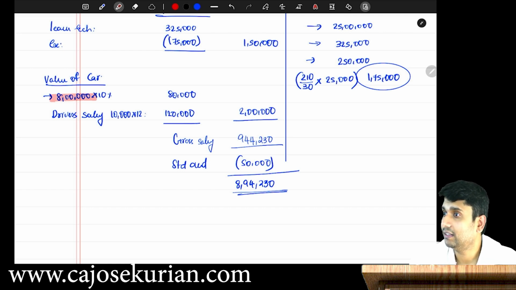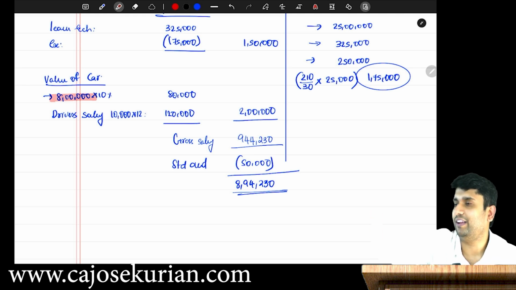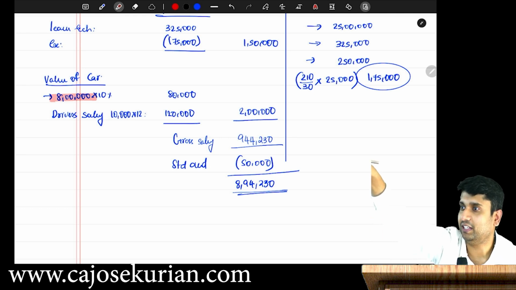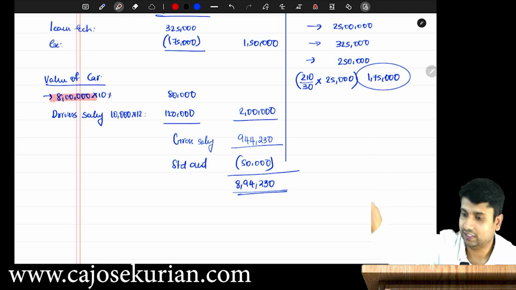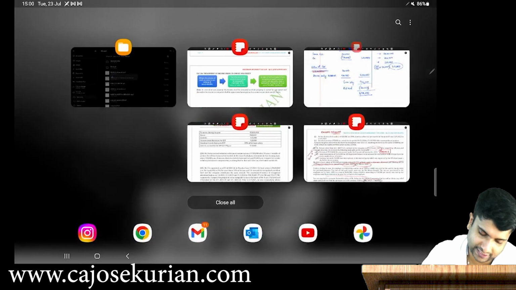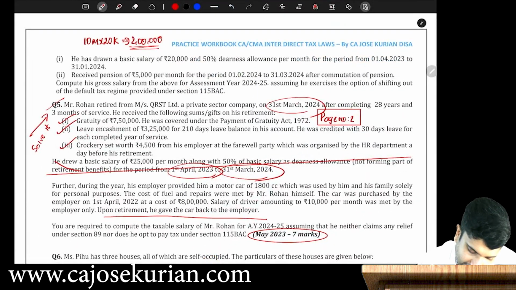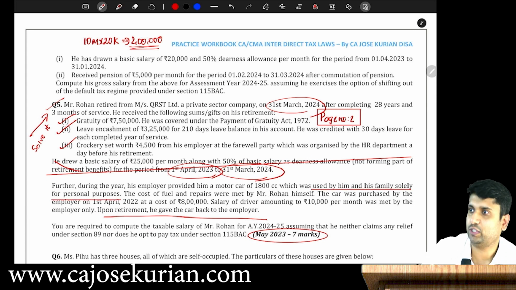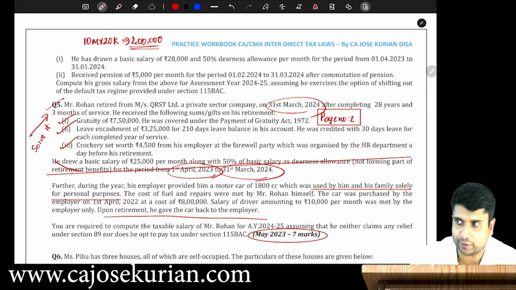900 and? Why? Because that will only come if it is mixed usage, personal as well as official. The question itself says that it is exclusively used by him and his family solely for personal purpose. So why should you take statutory values? You don't have to take statutory values. Got it?